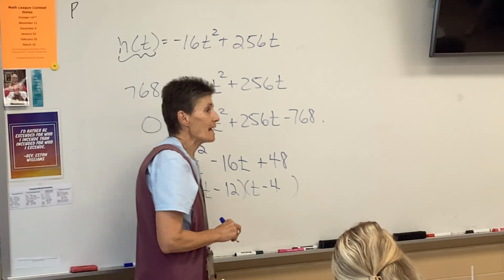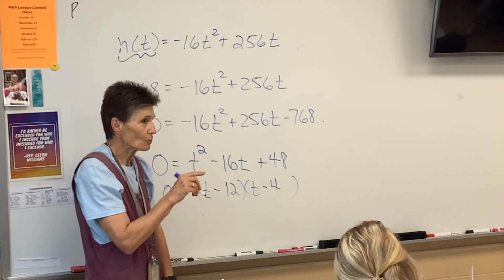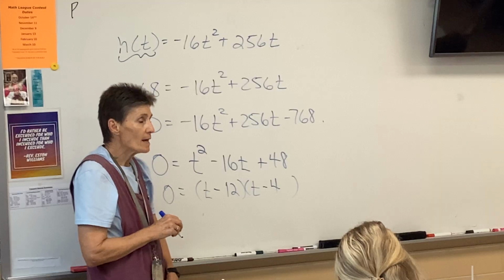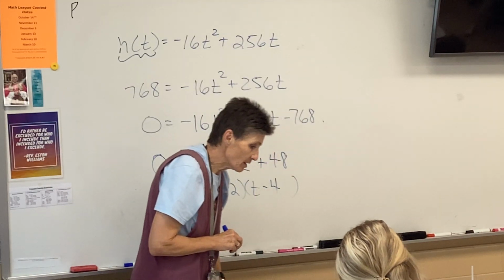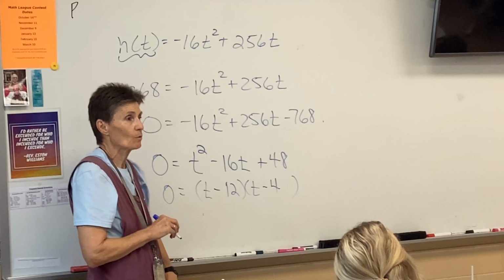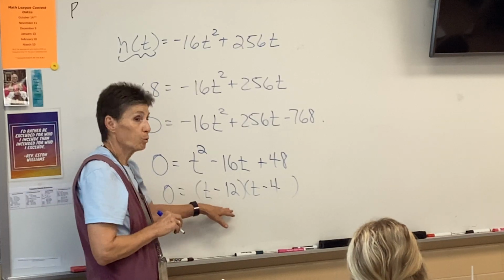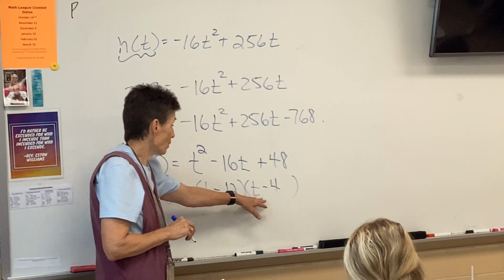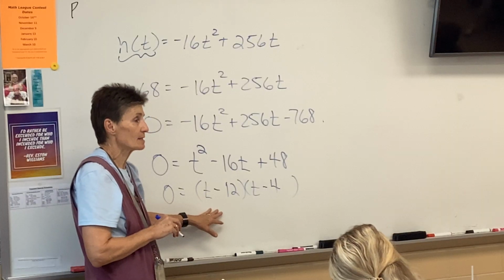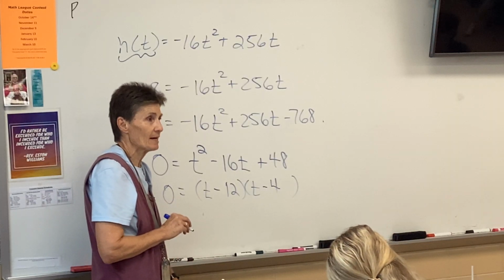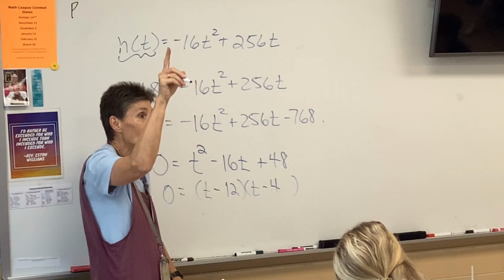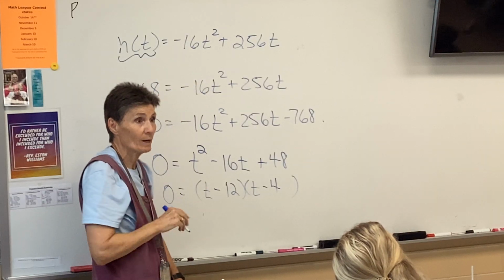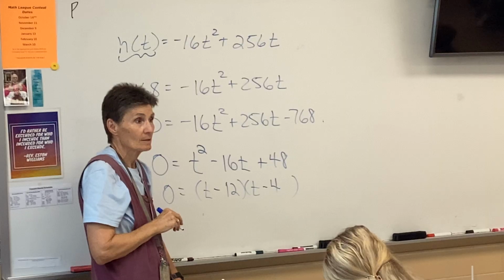12 and 4. So what does that mean? Answer the question. When is the object 768 feet above the ground? Twice. At 4 seconds and 12 seconds. Wait a minute, explain that to me. Because it's going to fall back, once on the way up and once on the way down.